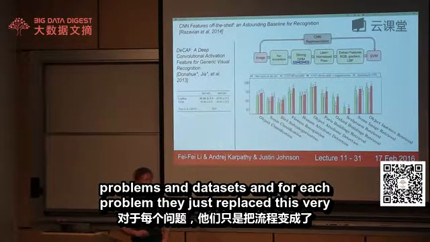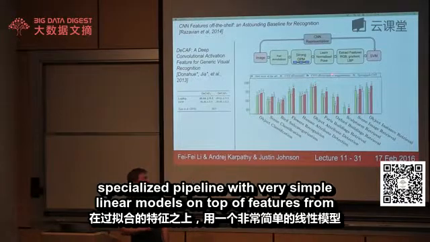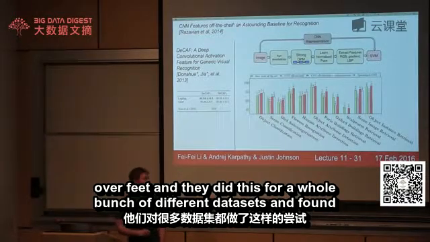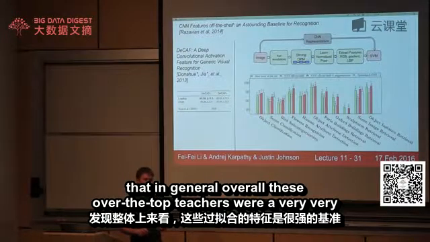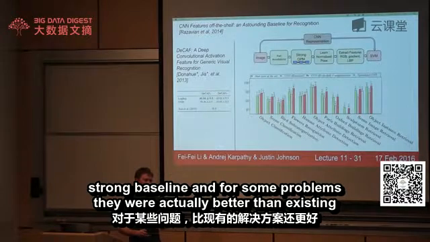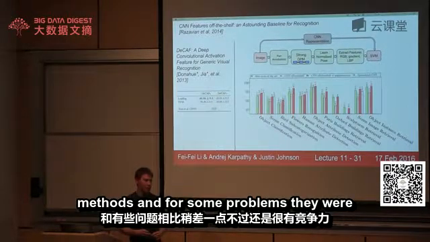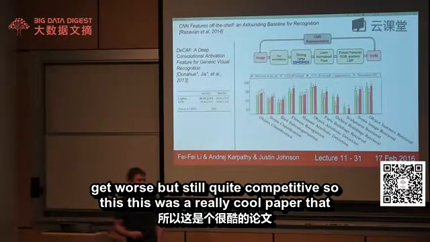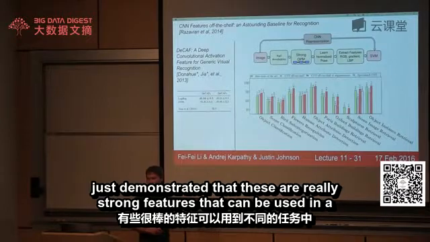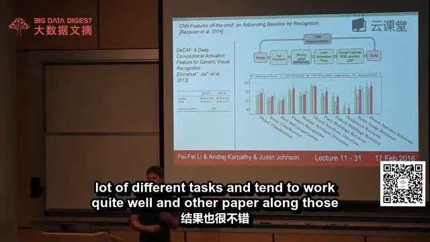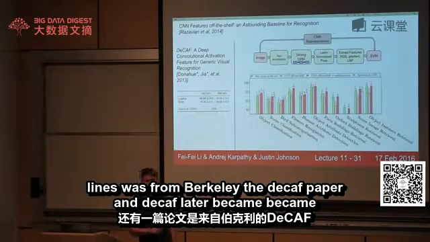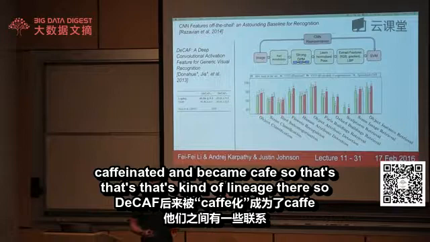For each problem, they just replaced this very specialized pipeline with very simple linear models on top of features from OverFeat. They did this for a whole bunch of different data sets and found that, overall, these OverFeat features were a very, very strong baseline. For some problems they were actually better than the existing methods, and for some problems they were a little bit worse, but still quite competitive. So I think this was a really cool paper that demonstrated that these are really strong features that can be used in a lot of different tasks and tend to work quite well. Another paper along those lines was from Berkeley, the DeCAF paper. And DeCAF later became caffeinated and became Caffe. So that's the lineage there.